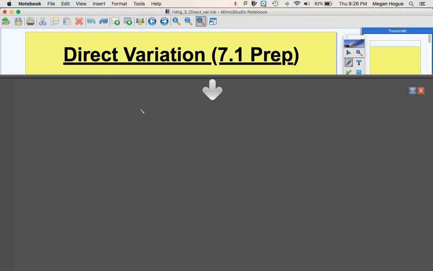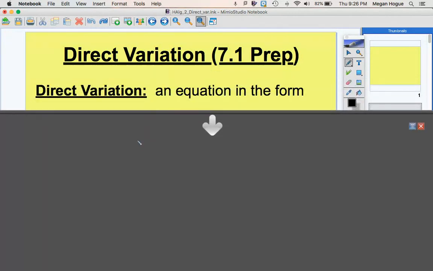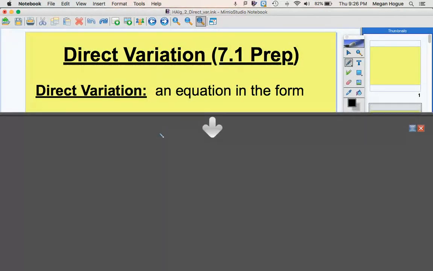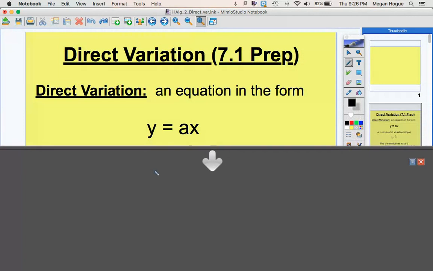So we need a definition. The definition for direct variation is an equation in the form of, or that can be arranged or written in the form of, y equals ax. So direct variation is anything that can be rearranged or written in the form of y equals ax.